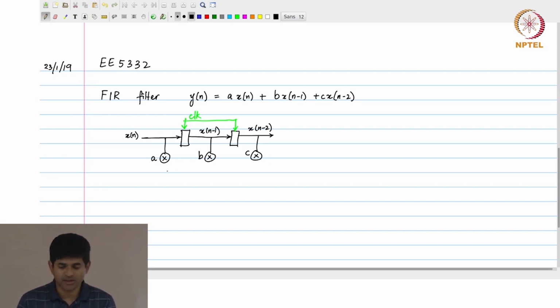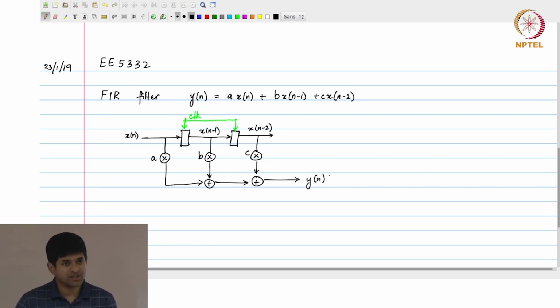Now I need to add all of these together. Rather than just pulling all of them into a single adder, I'm going to assume further that my adders themselves are two input adders, okay? Therefore one way of doing it is to have one adder over here and say I'll take this and add them together, this and add these two together, and as a result I get y of n out here, okay?